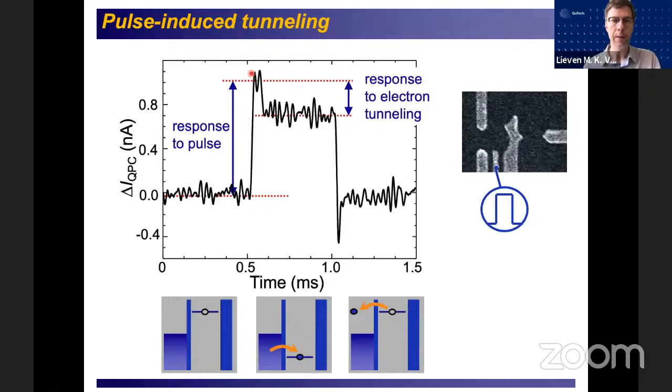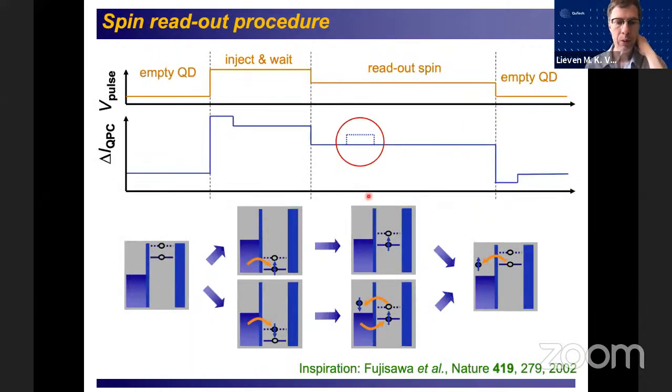That's this step here. And then soon afterwards, at a random time, it's a Poisson process, the electron tunnels out, and you see a response to that tunnel event. And then here again, the pulse is removed. And then in this case, very shortly after, the electron tunnels in or tunnels out. So you get these two contributions to the charge detector signal. And now we're going to combine them to read out spin states. In this case, we will read out the spin state of one electron in a single shot mode.